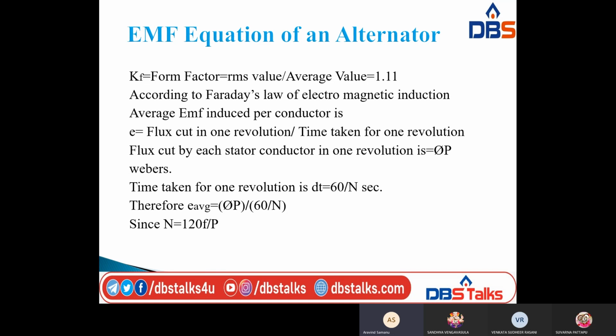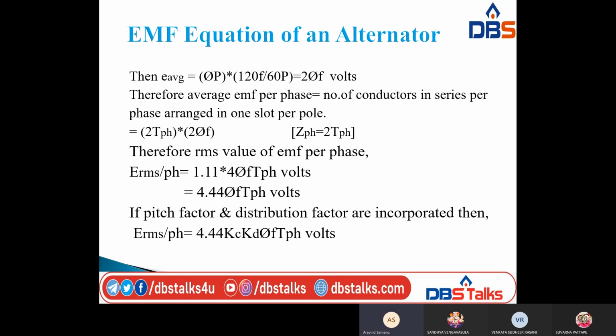We have 5p into 120 f by 60p. By solving this equation, we have 2 into 5f volts. That is the average EMF induced in the conductor per phase. E average is equal to 2 5f volts. Actually, in the previous case I discussed average EMF per conductor. Here I am calculating the average EMF per phase.